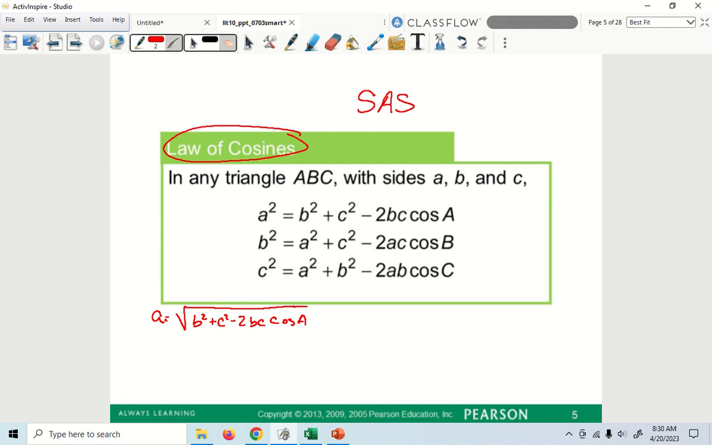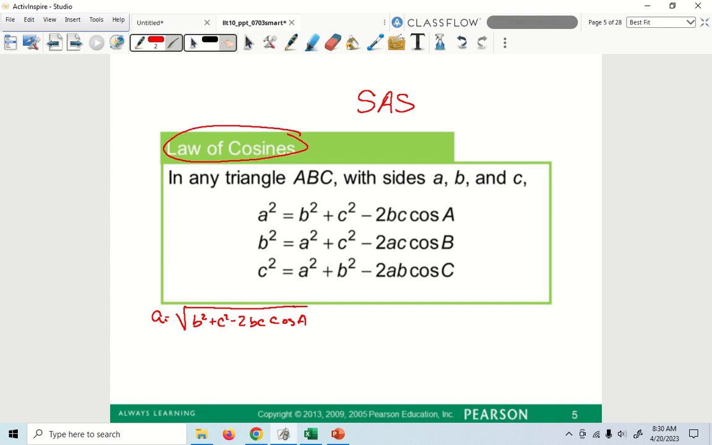Now, what am I missing from there? If I took the square root, what am I missing? Plus or minus. But am I really missing a plus or minus? No, why? It's what? Perfect. That's it. Can't have a negative distance. So that's the reason why it's not plus or minus. Because you're not going to have a negative distance on this.